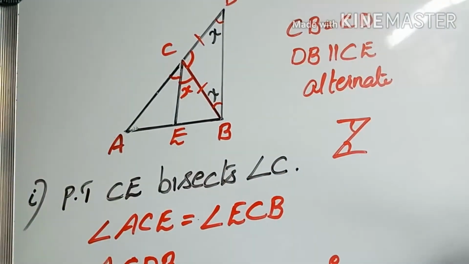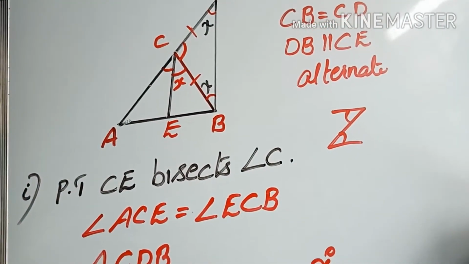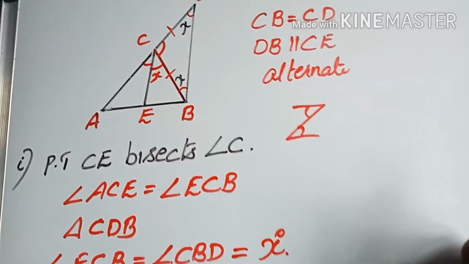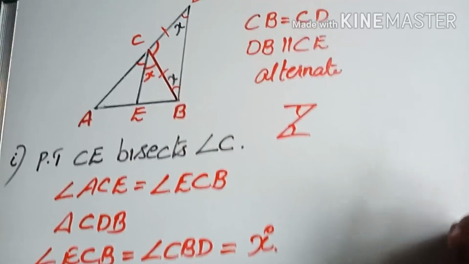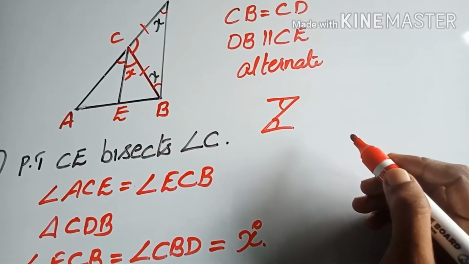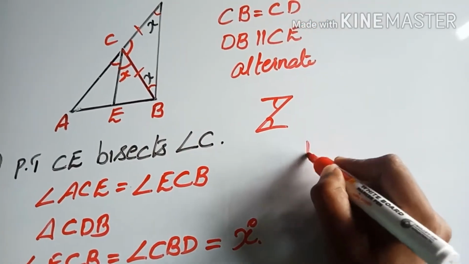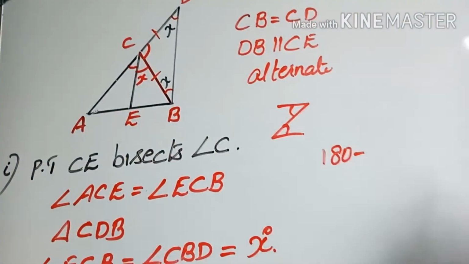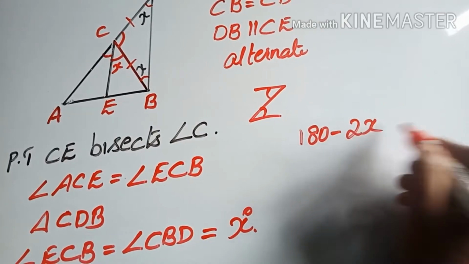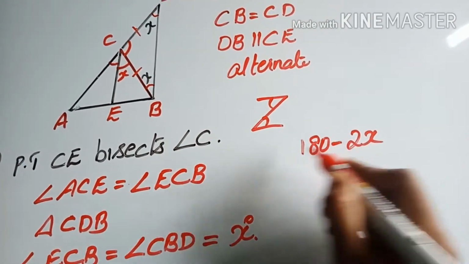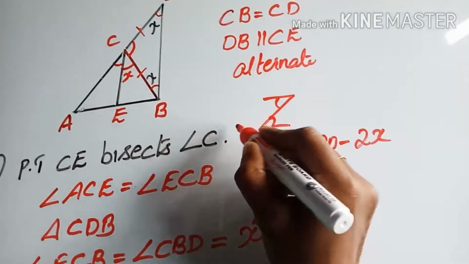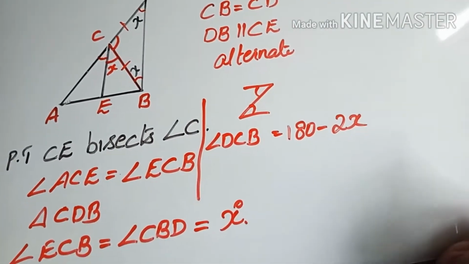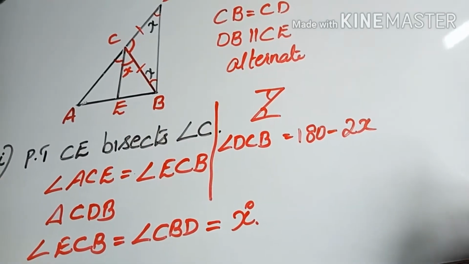So to find the third angle, what is the method? How will we find the third angle of a triangle? We know the sum of angles of a triangle is 180 degrees. Two angles are x degrees each. So in order to get the third one, 180 minus the sum of these two, that is x plus x, so 2x. 180 minus 2x is the angle DCB. Angle DCB will be 180 minus 2x.